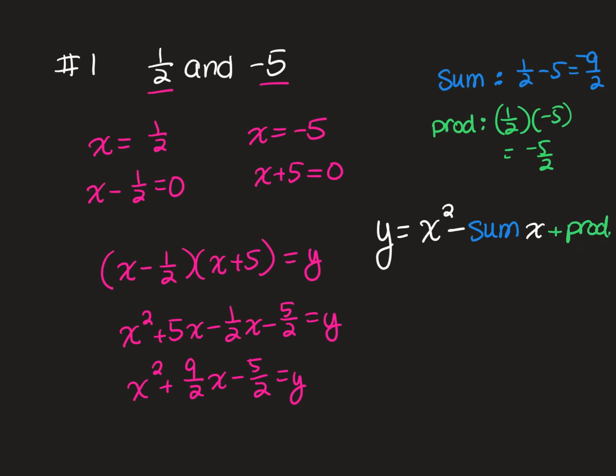So using that shortcut, we can quickly write this equation as y equals x squared. If we do minus -9/2, that ends up being plus 9/2 x, plus our product, which is -5/2, and you can see that the two equations end up being identical. So there's a quicker way to do this if you'd like, or you can do it the long way.